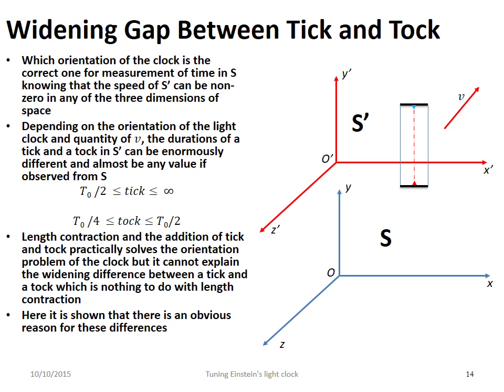The duration of a tick can be between T naught divided by 2 and infinity, and the duration of a tock can be between T naught divided by 4 and T naught divided by 2. Length contraction and the addition of tick and tock practically solve the orientation problem of the clock, but it cannot explain the widening difference between a tick and a tock, which has nothing to do with length contraction. Here it is shown that there is an obvious reason for these differences.